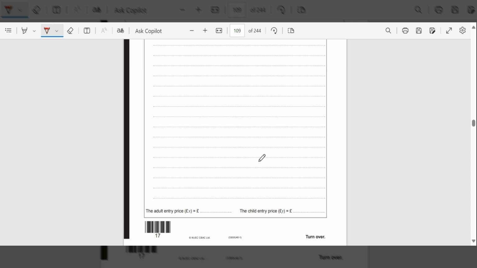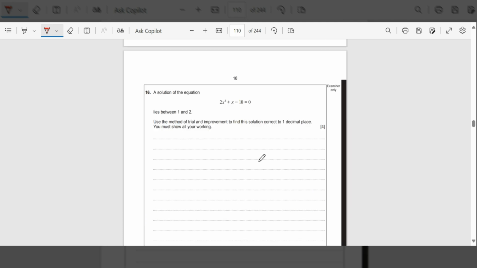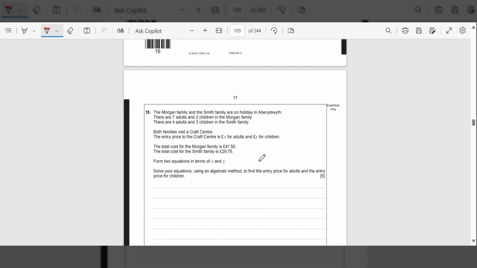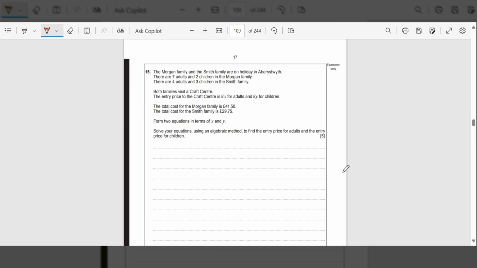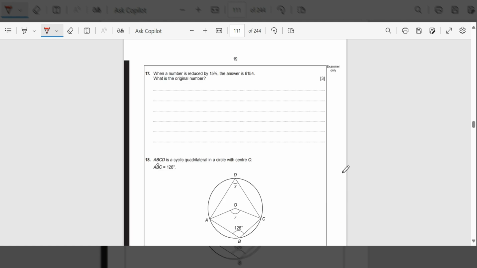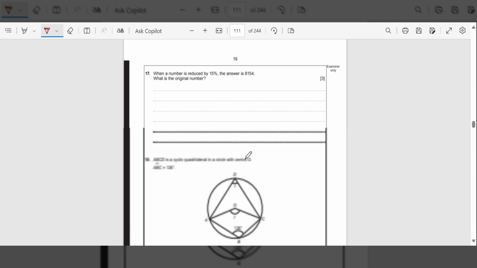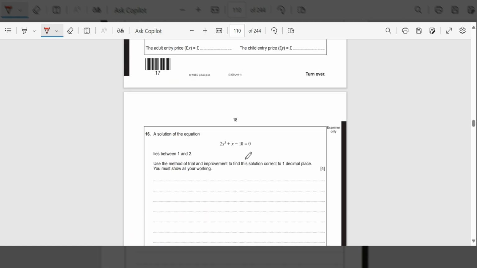That, ladies and gents, the last couple of things are really important to us as well. How long have I got? A little bit of time. Okay. I'm going to start with trial and improvement, I believe. We've done circle theorems. We can do a bit of percentages as well. And I think that's quite a nice paper to have gone through.